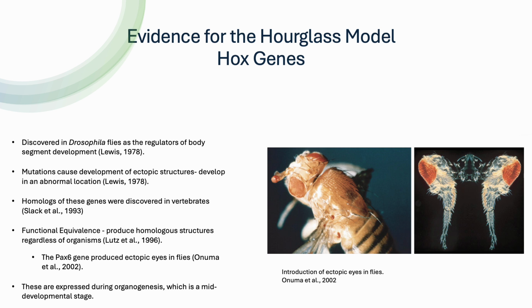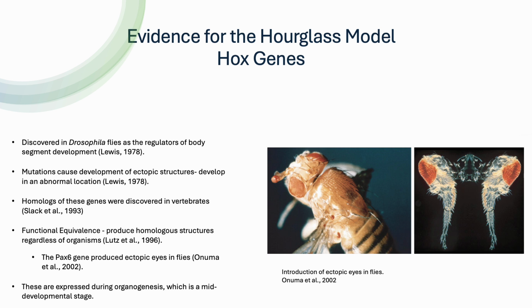Hox genes were discovered in Drosophila flies as the regulators of body segment development. They are responsible for determining the body plan of organisms. Mutations in these genes were found to cause the development of ectopic structures, or structures that develop in abnormal locations on the body. For example, some mutants had an extra wing develop where a balancing organ should have been found. Homologs of these genes were discovered in vertebrates, and studies expressing Hox genes across species showed functional equivalency, meaning that they produced homologous structures despite being in different organisms.